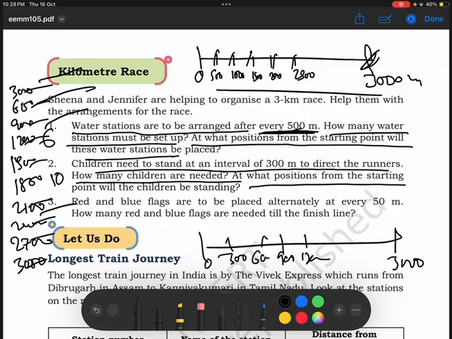Question number 3 is quite interesting. Red and blue flags are to be placed alternately at every 50 meters. How many red and blue flags will be needed?